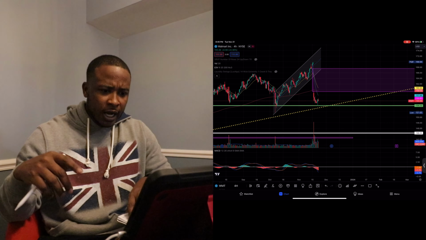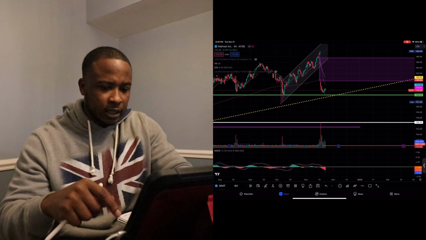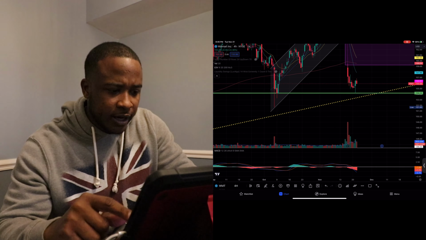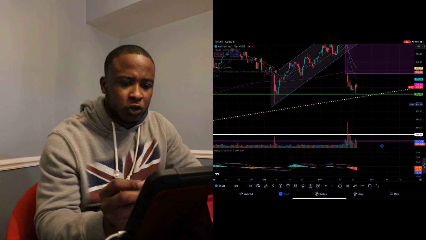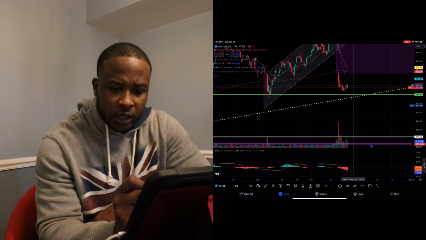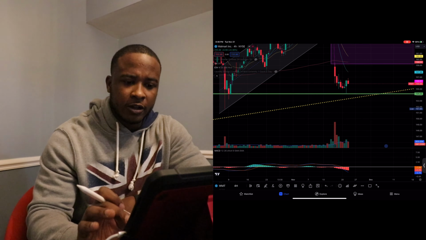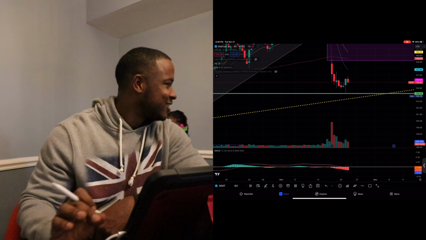So, with that being said, we are going to identify this liquidity level that we have right here. We're on a 4-hour chart, and what I want to show you all is, if we look at where we closed today, which was at $155.88.